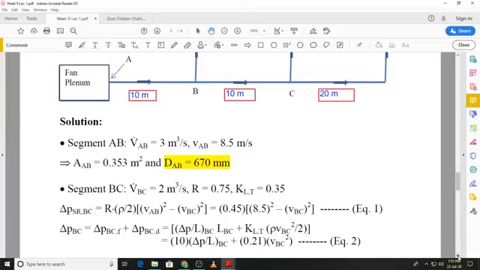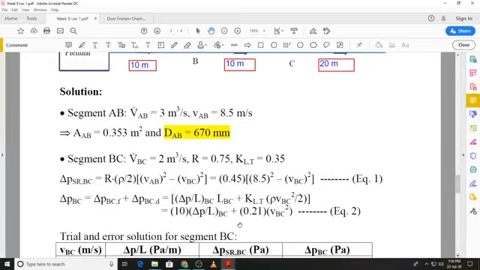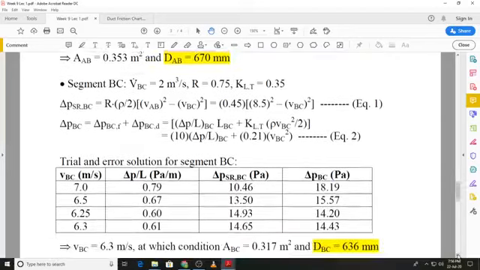We again substitute the various values that are known to us, and we get equation 2. Now if you look at equation 2, again it has the same unknown, that is the velocity in segment BC, and even this pressure drop delta P by L will depend on the velocity in that segment, which is unknown. So that is why we need an iterative method or a trial and error solution, and I will now move on to that solution.